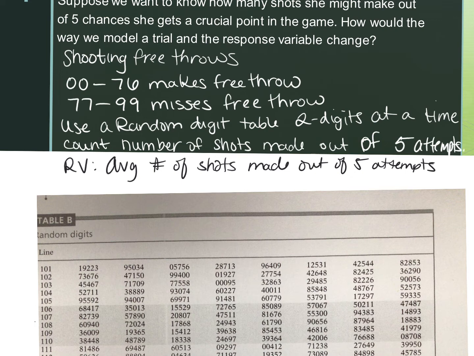So our random variable is the average number of shots made out of 5 attempts. So we're going to do 5 shots. Okay, she made it or missed it. So we're going to do a check if she made it. We're going to do an X if she missed it. Okay.